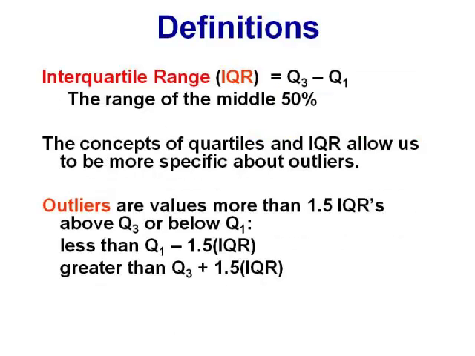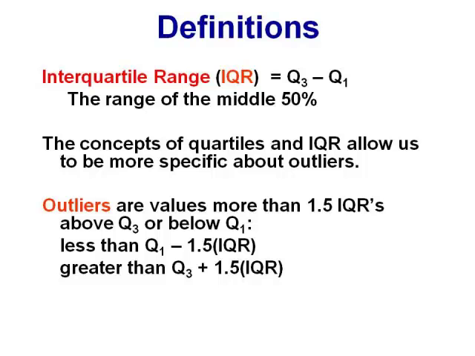Quartiles are a pretty common thing to use in statistics, and once you have the quartiles, you can find what we call the interquartile range, which is how far apart the first quartile and the third quartile are, which really marks off the middle 50%. So the IQR, the interquartile range, is Q3 minus Q1.